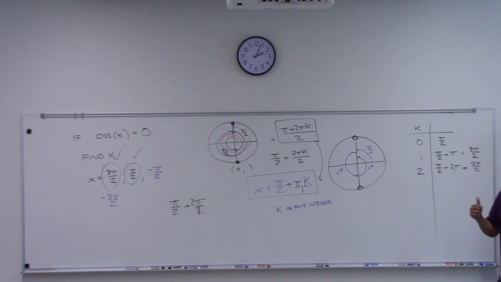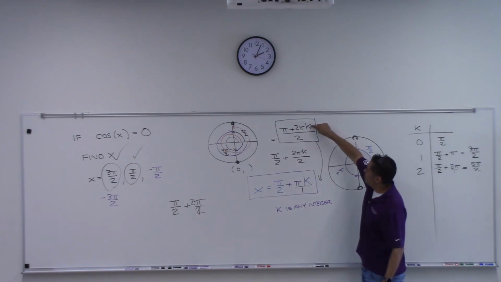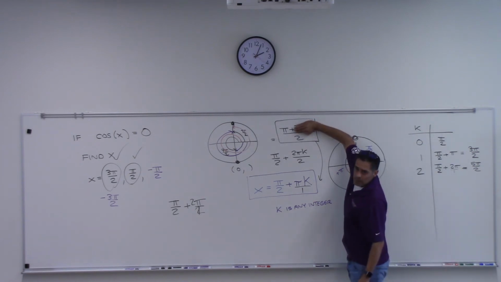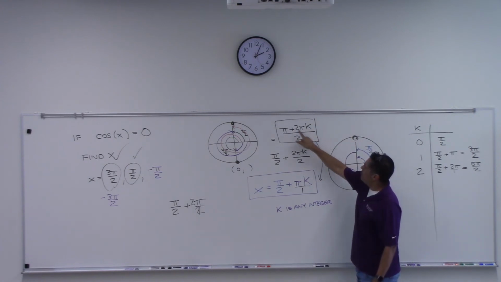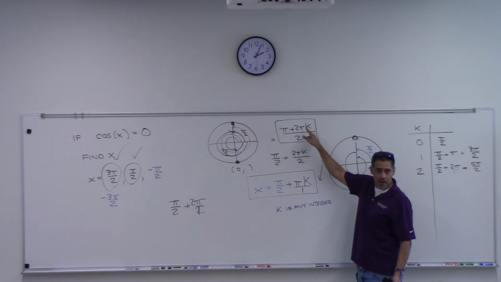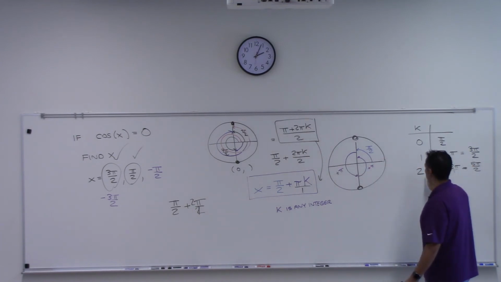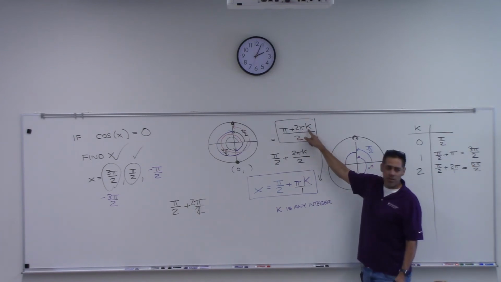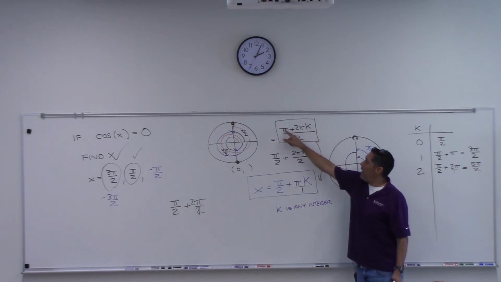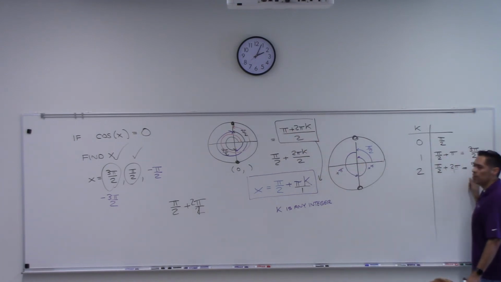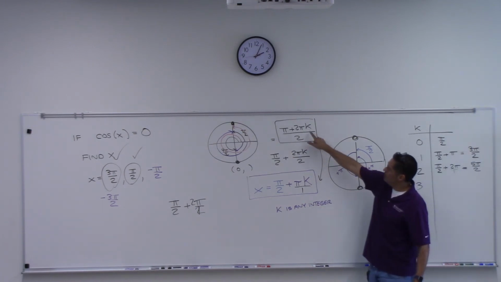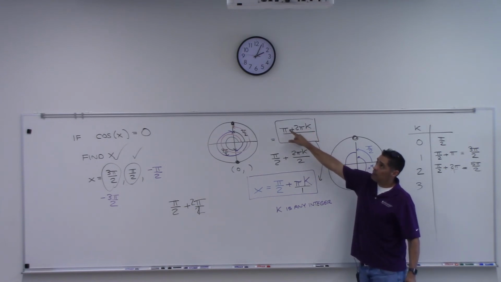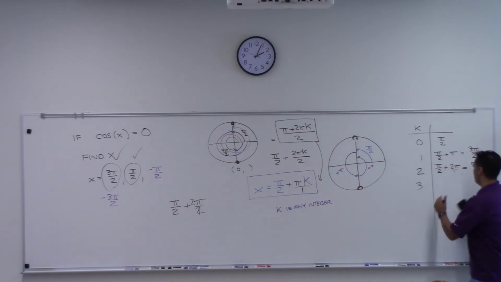Look how easy it is to plug in k. If I plug in 0, what do you get? Pi over 2, right? What if I plug in 1? This is pi plus 2 pi, which is 3 pi over 2. That's this answer. If I plug in 2, what's 2 pi times 2? 4 pi plus pi? 5 pi over 2. You see how much faster it is now? If I plug in 3, what do I get? 7 pi over 2.